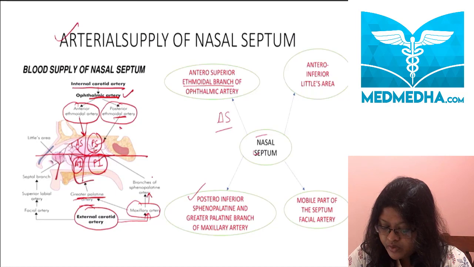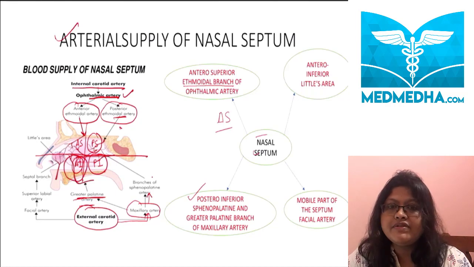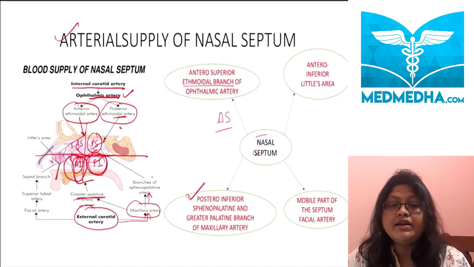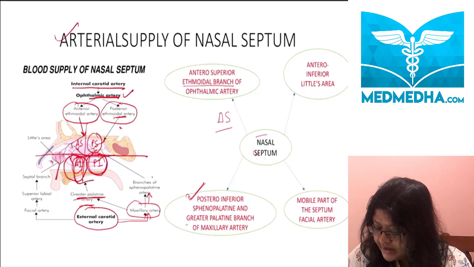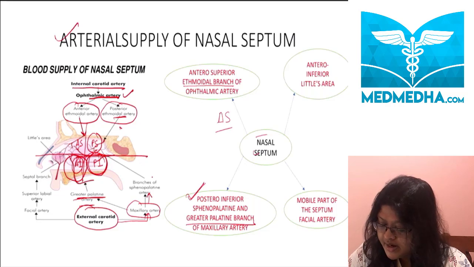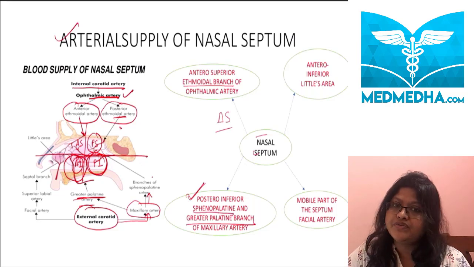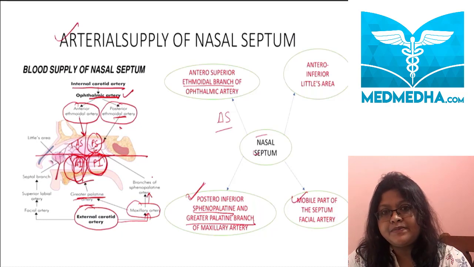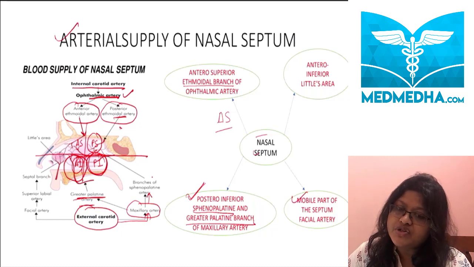The anteroinferior part we know as the Little's area. We will come to the Little's area. This is the septal part. And the posterior inferior part is supplied by the greater palatine branch of the maxillary artery and sphenopalatine branch of the maxillary artery. The mobile part of the nasal septum is supplied by the facial artery.